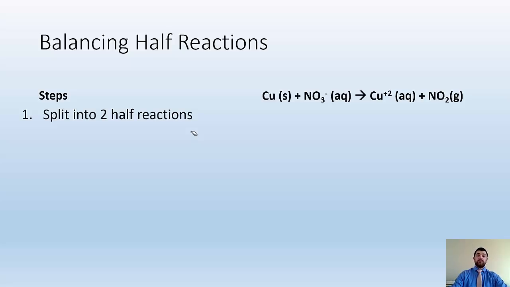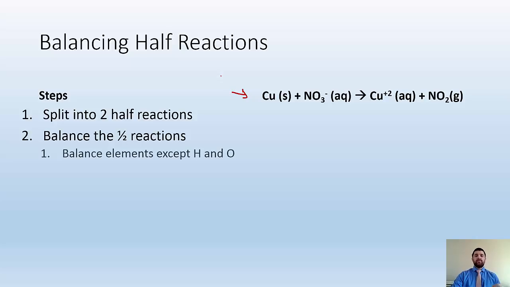The first thing that we're going to do is take our reaction and split it into two half reactions. Then we're going to balance the half reactions, and the way we're going to do that is first we're going to balance every element that isn't hydrogen or oxygen.